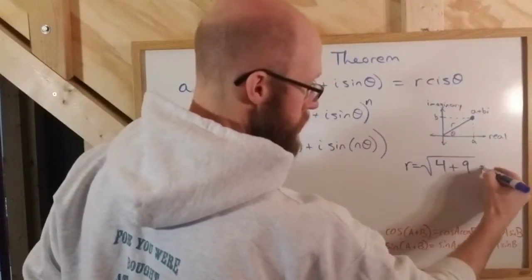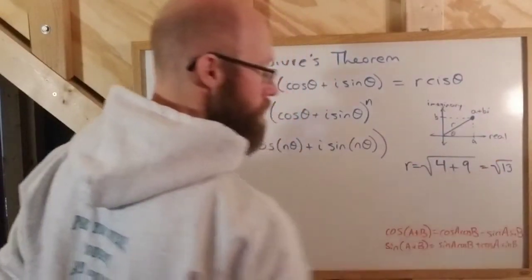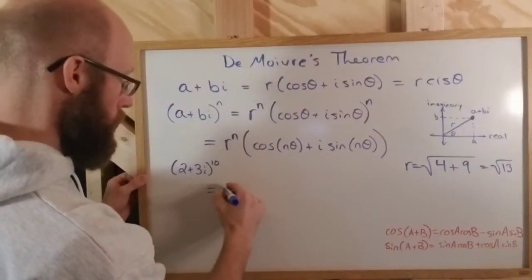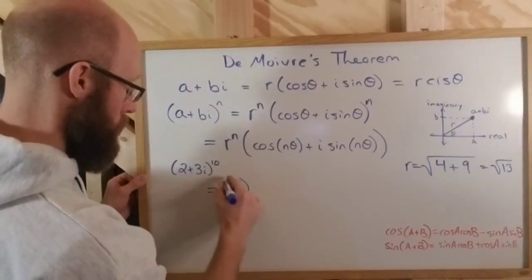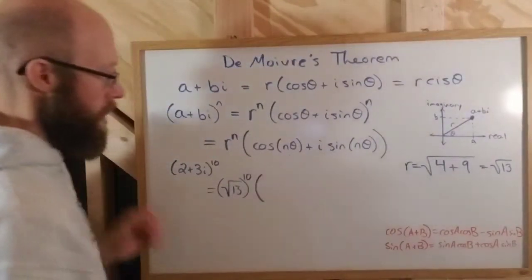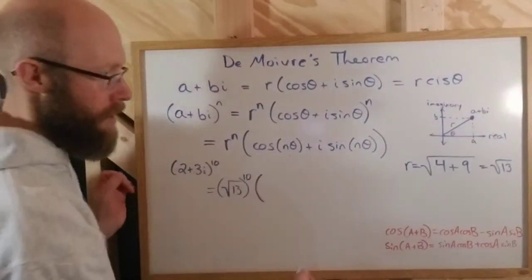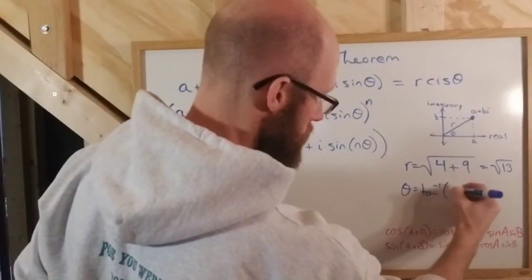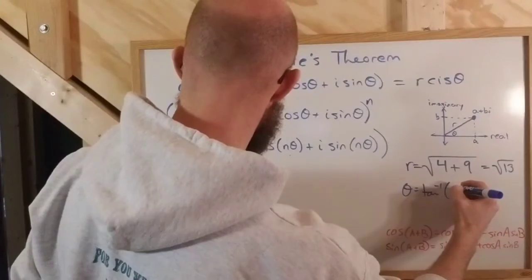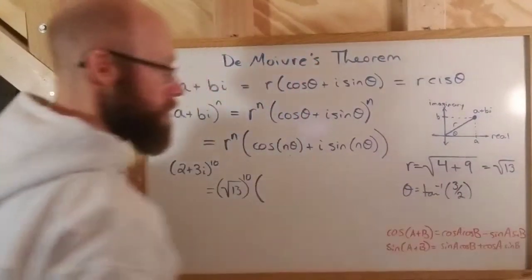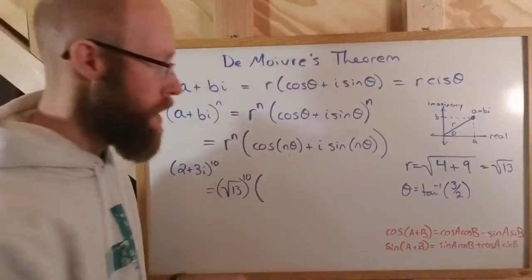4 plus 9 is 13, so it's the square root of 13. Okay? So r to the n would be the square root of 13 raised to the 10th power. And then you multiply. Now we've got to find the angle. The angle is found using the inverse tangent of 3 over 2, right? It's the b over a.